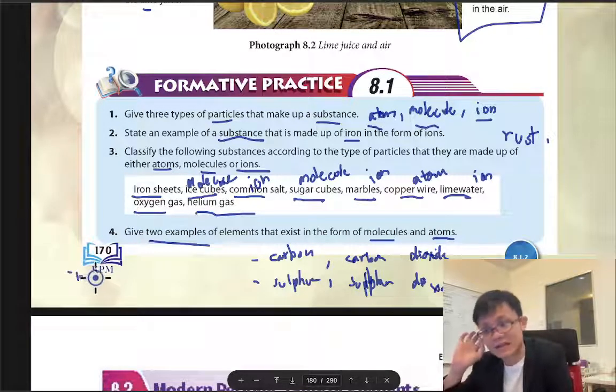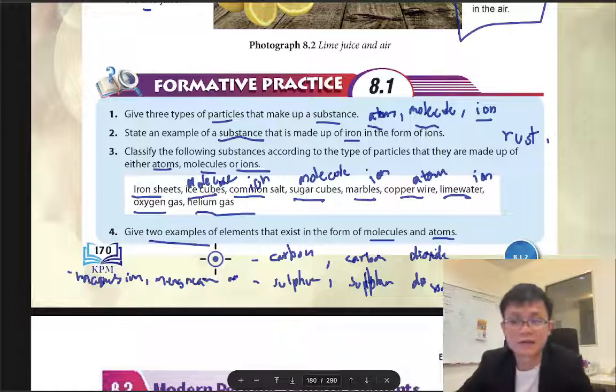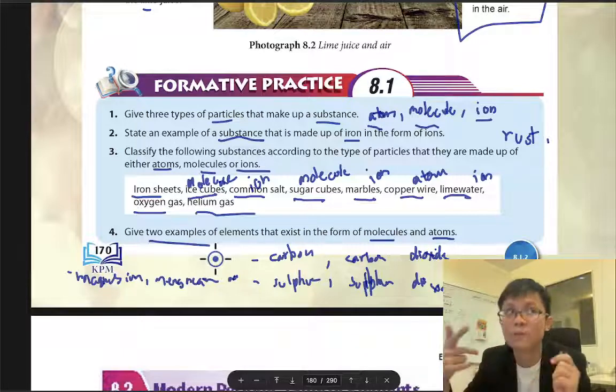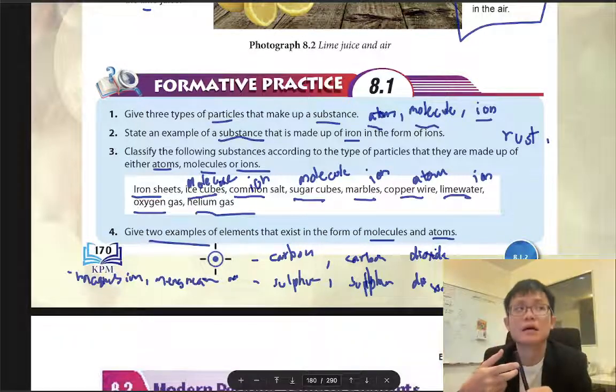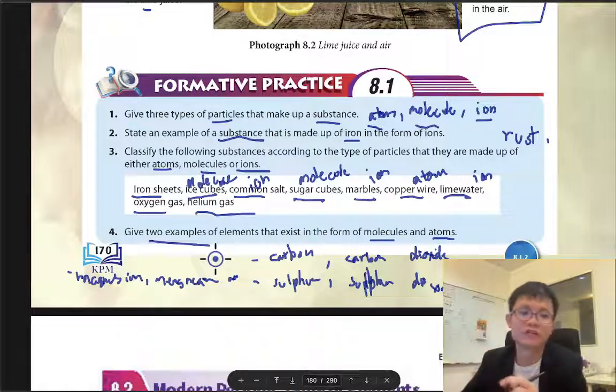Anything in your science lab that has powder will do. I remember the science lab has magnesium powder. You also can burn it in oxygen to make magnesium oxide. If you still remember the experiment, I don't know whether you have done it before. So magnesium can become magnesium oxide. Magnesium is the atom, magnesium oxide is the molecule. We also have potassium oxide, and a few more examples like that.